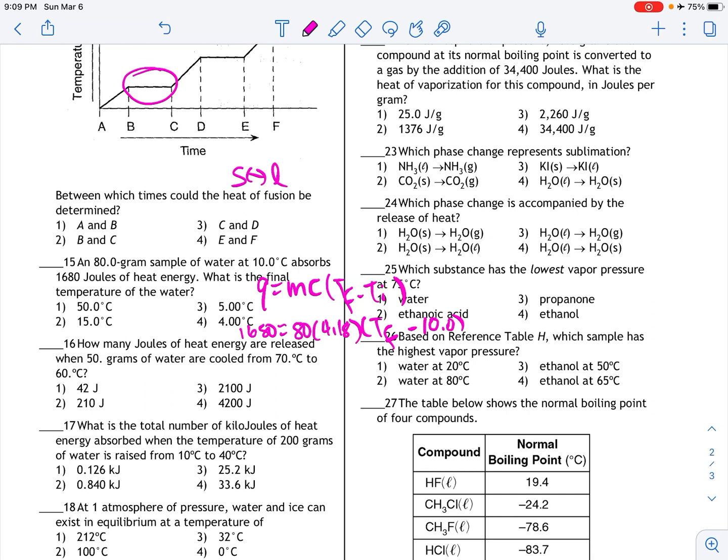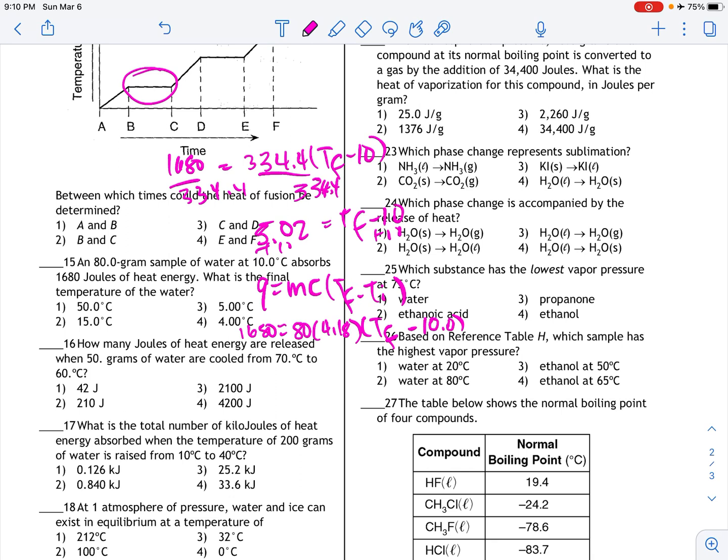80 times 4.18 is 334.4. Let me put it up here. 334.4 times TF minus 10 equals 1680. So let's divide both sides by 334.4, and you get 5.02, etc., equals TF minus 10. Add 10 to both sides. It's going to be 15.02, which rounds to 15.0. You've got to clean that up.